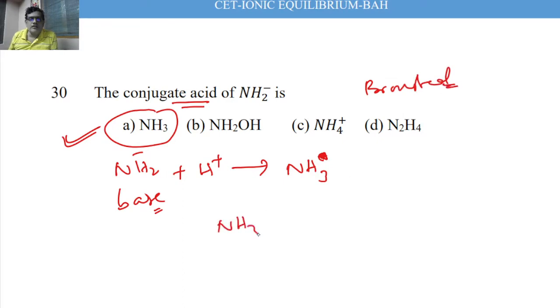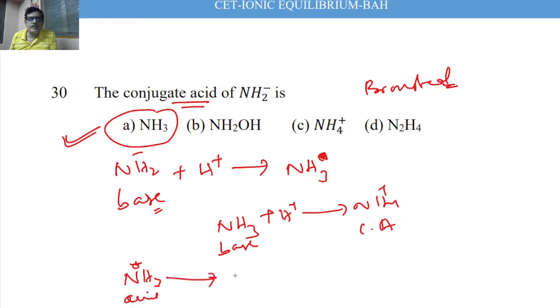But similarly, ammonia can be asked. NH3, if you consider this as a base, after adding H plus it becomes NH4 plus, that will be the conjugate acid of ammonia. Similarly, if ammonia is taken as an acid, and if you remove a proton it becomes the amide ion. So that will be the conjugate base of ammonia. So if conjugate base is asked, remove a proton and answer; if conjugate acid is asked, add a proton and answer. So the answer for this question will be ammonia.